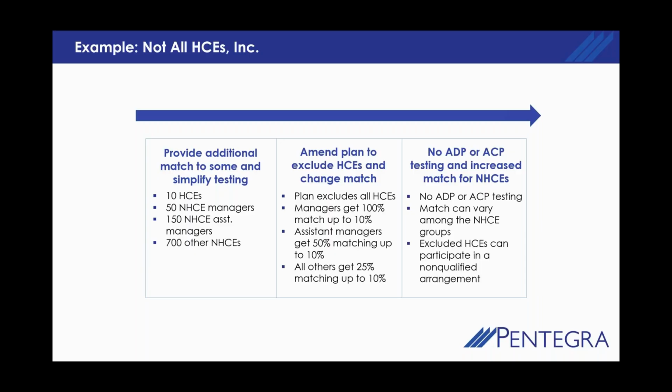Now we could give the managers a 100% match up to 10%, give the assistant managers a 50% match up to 10%, and everybody else gets 25% up to 10%. So we've tiered that match in a way that the employer feels matches the way their employees are tiered. Because we got all the highly compensated out of the test, we don't have some of the testing anymore. We've gotten rid of the ADP and ACP testing, and we can have these different matching rates for our rank and file employees and not have to worry about some of the testing concerns.